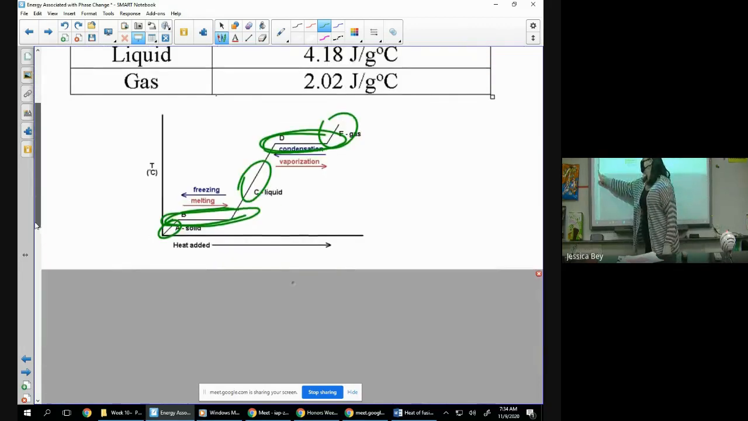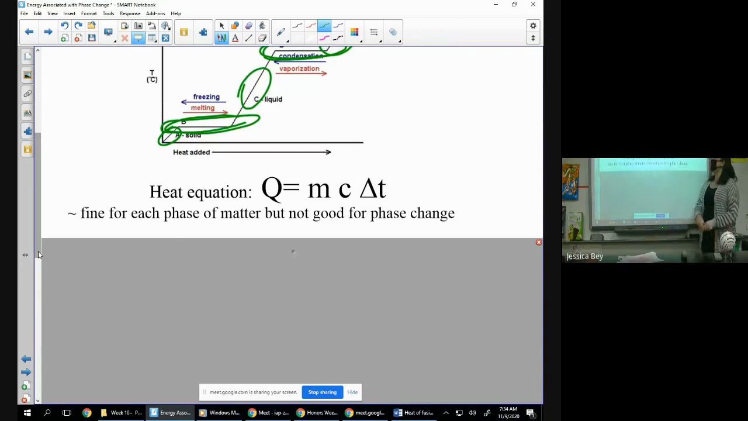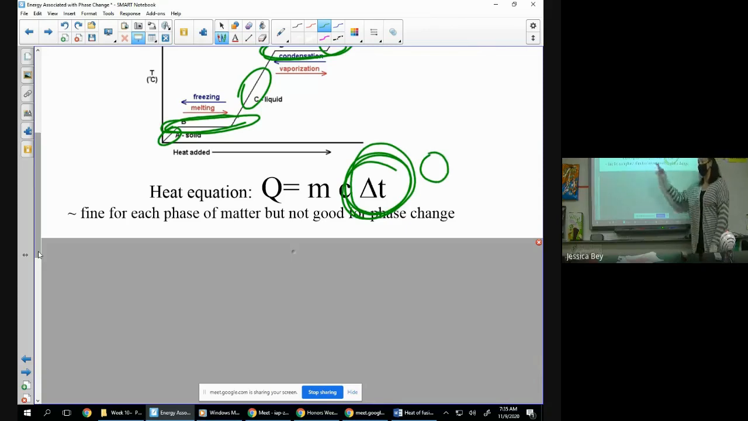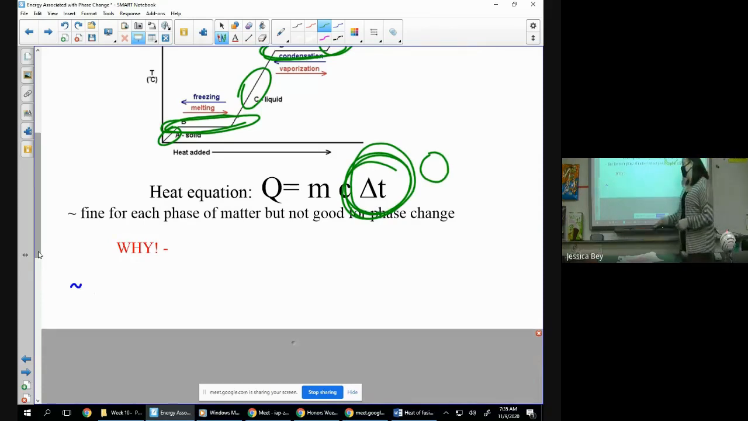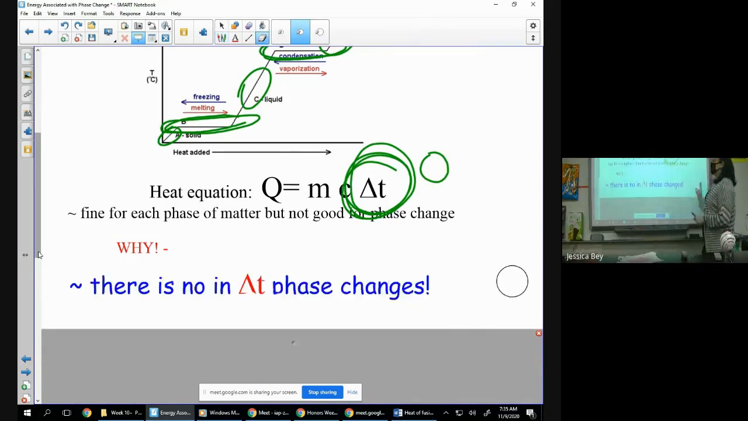So my question here is, can I use Q is equal to MC delta T if I'm going through a phase change? That would throw a zero because there'd be no temperature change. And once you put zero in something like this, we've wrecked everything. So the big idea is that you can't use Q is equal to MC delta T because there's no delta T in a phase change. That just means we need a different formula, and that's fine.